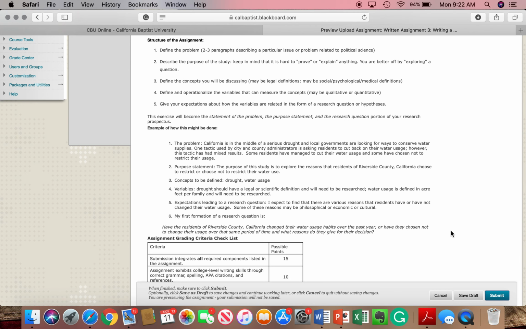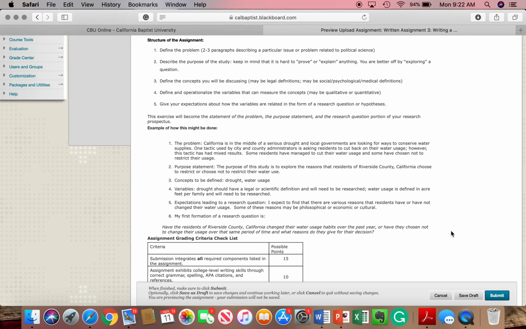The concepts. The concepts to be defined are drought and water usage. The variables: drought should have a legal or scientific definition and will be needed for this research. Water usage is defined in acre-feet per family and will need to be researched. And that's just the concepts of how one gets water. Your water bill is in acre-feet per family.